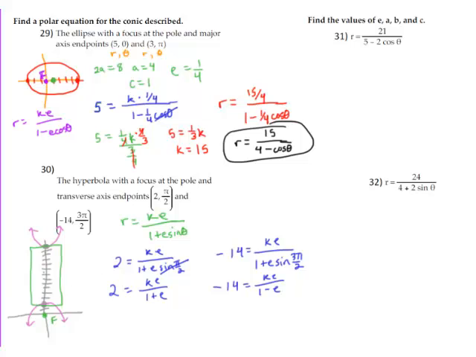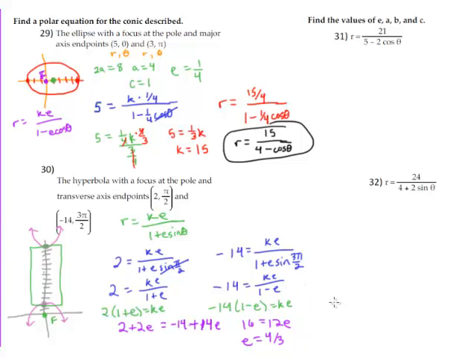And then you would solve this system of equations by multiplying 1 plus e over here and multiplying 1 minus e over here. Now these both equal ke, so we can just set them equal to each other, and I'll distribute at the same time. Or we don't have to actually distribute. So you subtract 2e and add 14 and get 16 equals 12e, so e is 16 over 12, which is 4/3. And then you can plug that back in somewhere up here and get k.